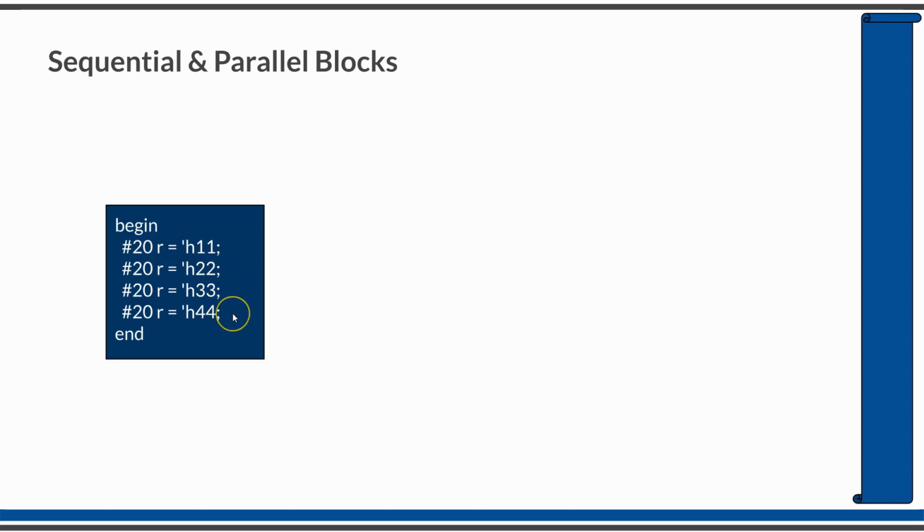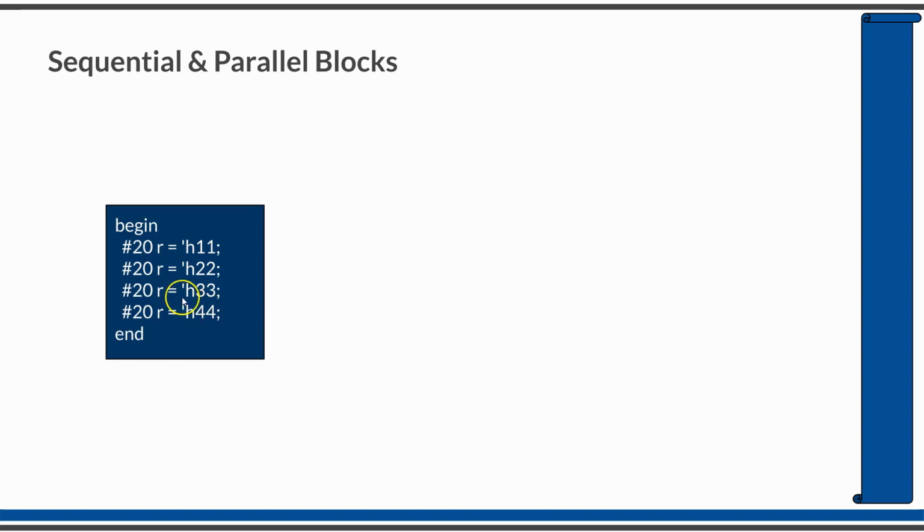Therefore, after every 20 time units, the variable R will be changing its value from 1,1, 2,2, 3,3 and 4,4. That is, in another word, it will be like this in the simulation waveform. You will see at 20 time units the R will be equal to 1,1, at 40 will be 2,2, at 60 it will be 3,3, and at 80 time units it will be equal to 4,4.